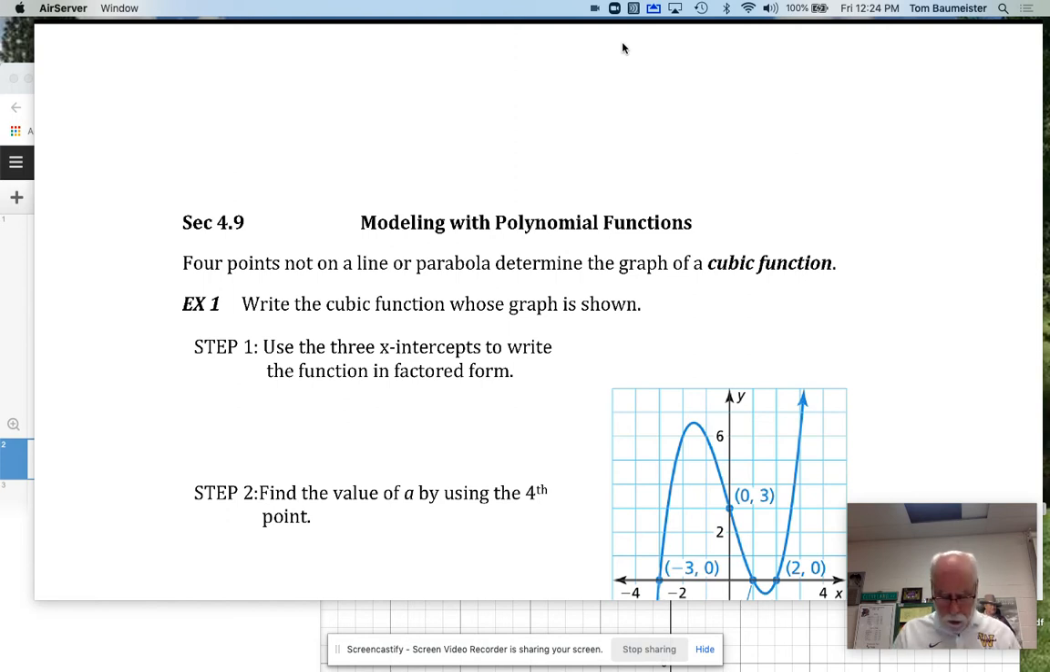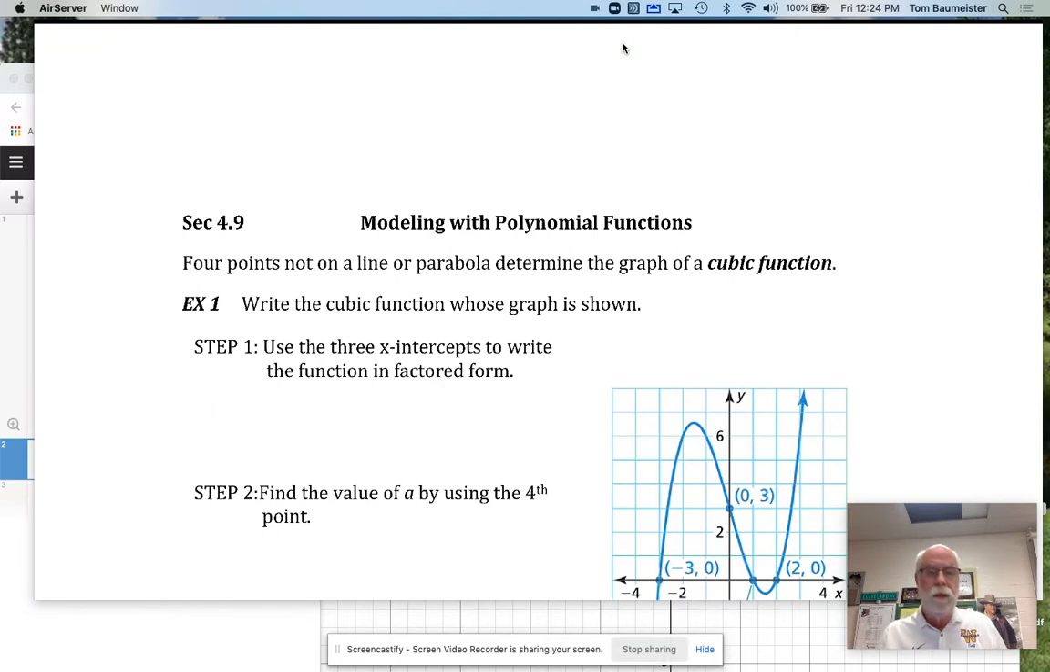All right, so we are starting with our last section, modeling with polynomial functions. So 4 points not on a line or parabola determine the graph of a cubic function. Example 1, write the cubic function whose graph is shown.